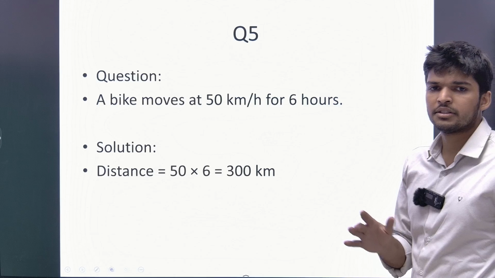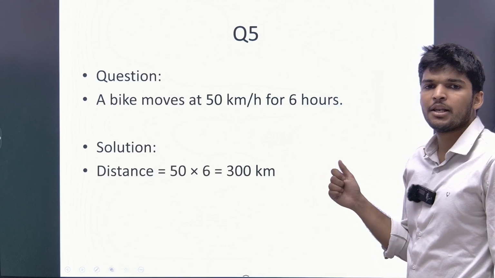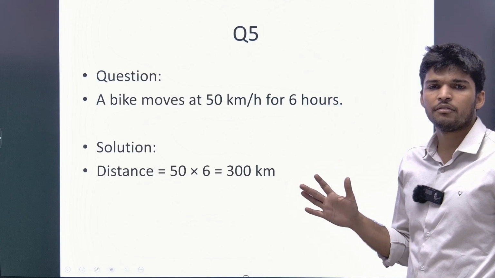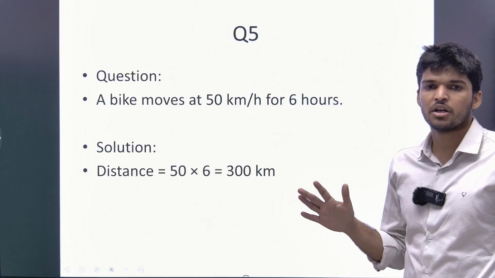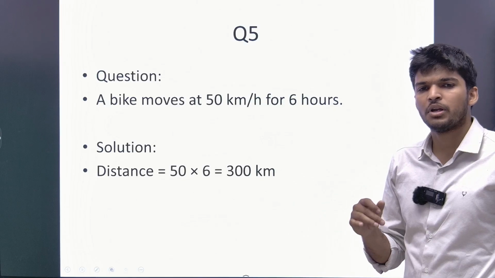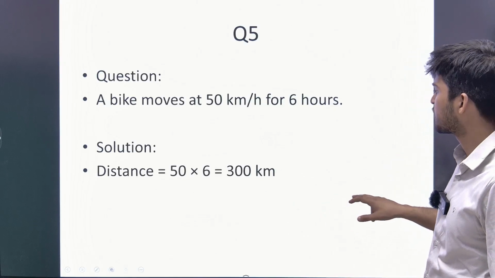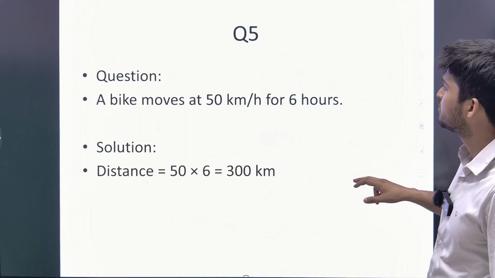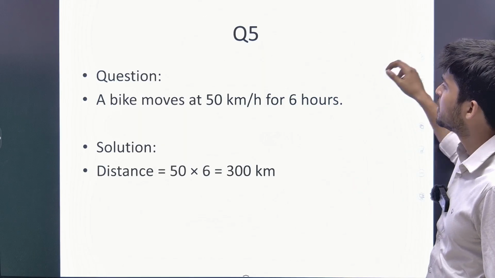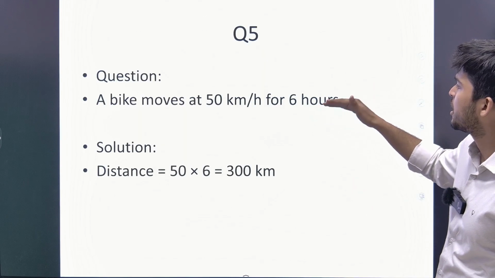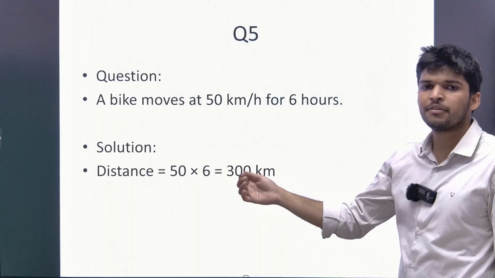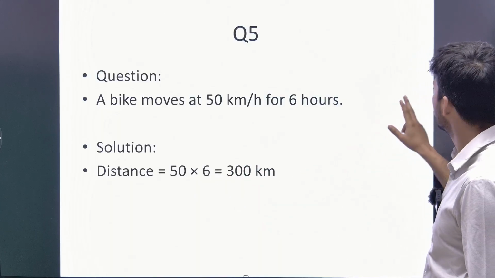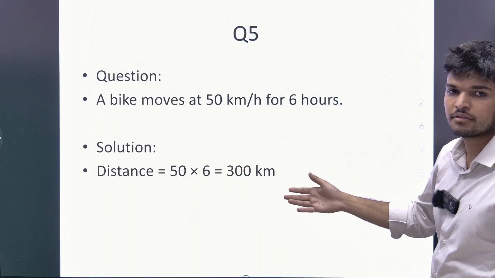But don't worry, there are questions which I'll be discussing further, which are of a good level, in which you'll have to use pen and paper. A bike moves at 50 kilometers per hour for 6 hours. Distance would be 50 into 6, that is 300 kilometers. I mean, 300 kilometers.